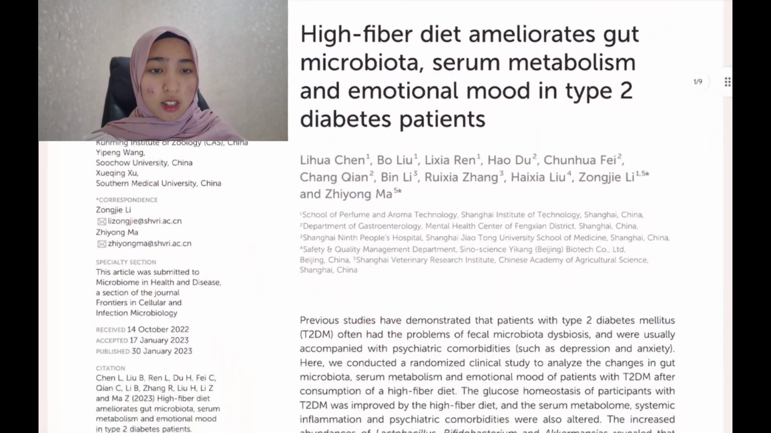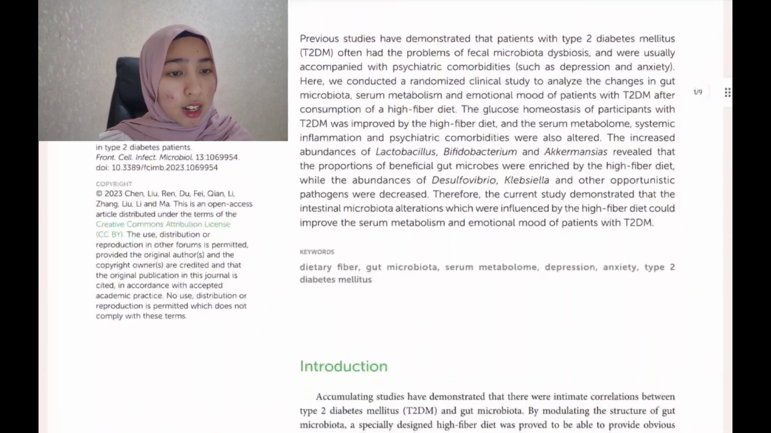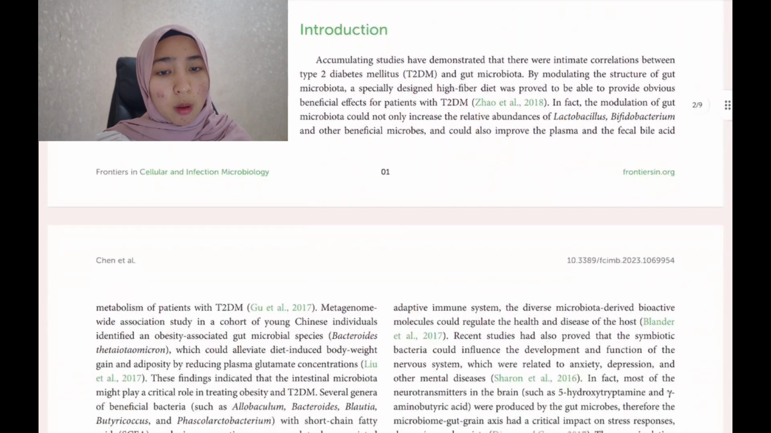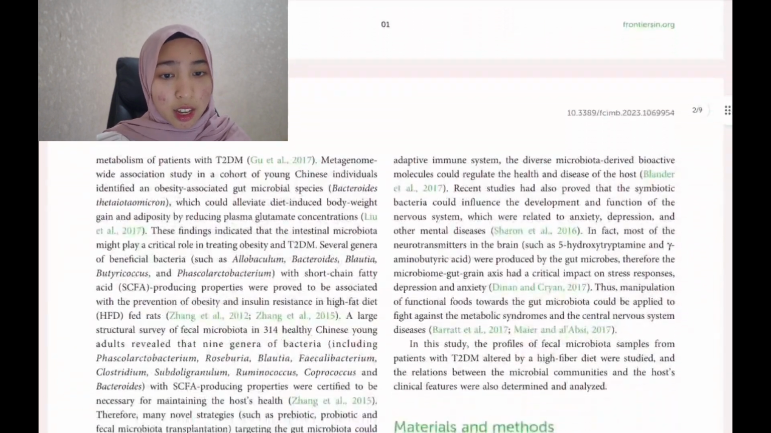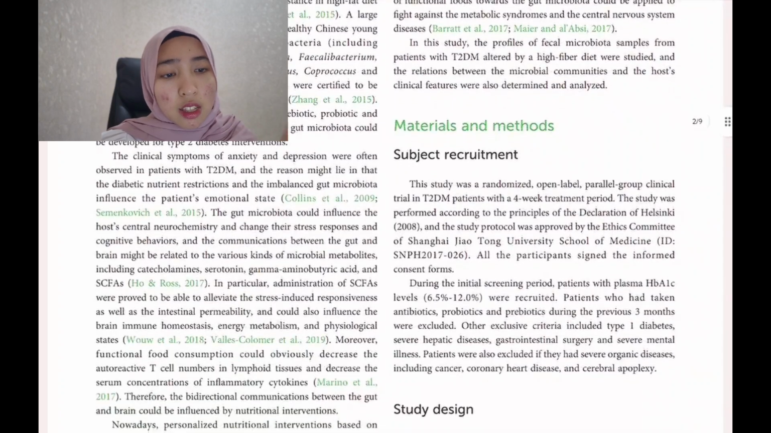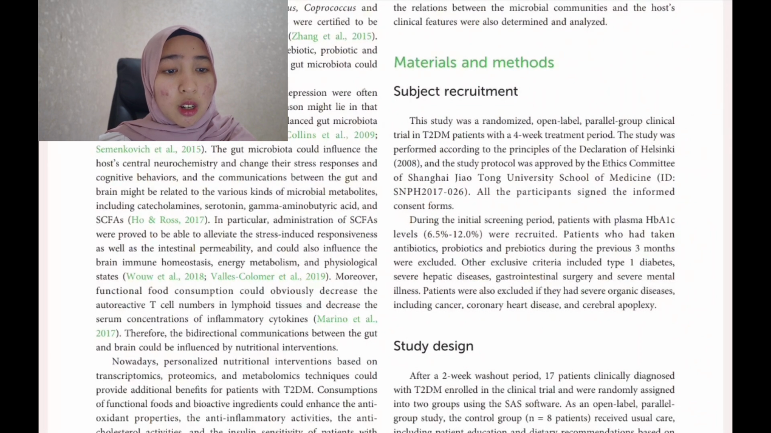Let me introduce the article. To make this more practical, I'll be using a real clinical study published in Frontiers in Cellular and Infection Microbiology. The title is High Fiber Diet Ameliorates Gut Microbiota, Serum Metabolism and Emotional Mood in Type 2 Diabetes Patients. Let's see how this article matches the CONSORT checklist.